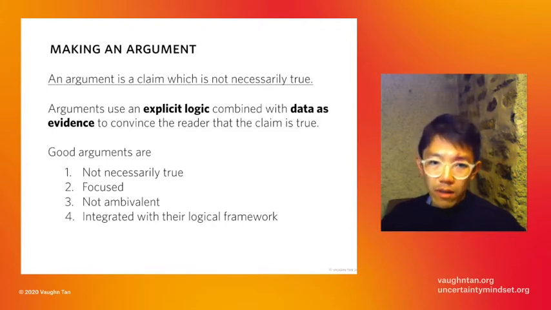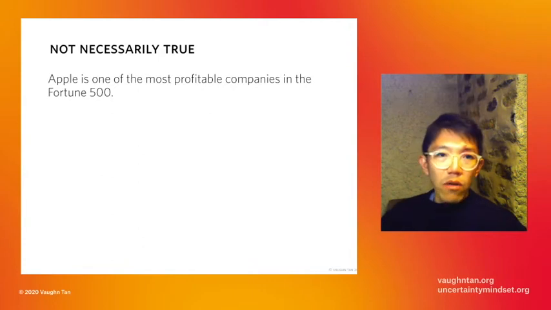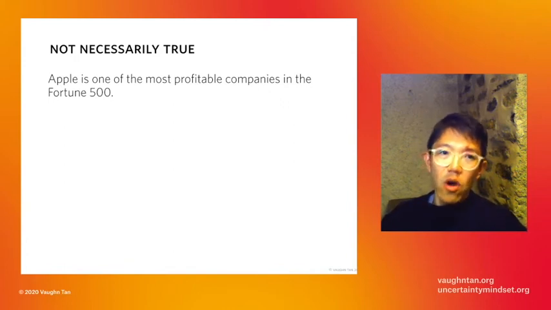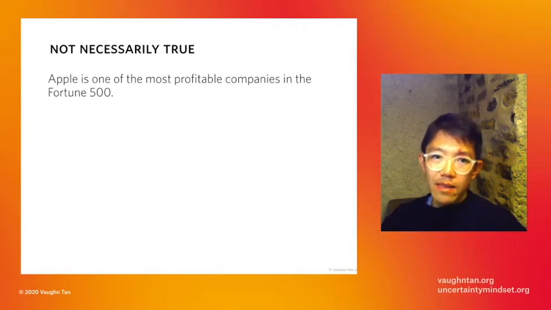So good arguments are not necessarily true, they're focused, they're not ambivalent, and they're integrated with their logical framework. And I'm going to explain each one of these aspects of a good argument by illustrating it with an example. So first up, not necessarily true. That sentence that you see on screen is a kind of argument. Apple is one of the most profitable companies in the Fortune 500. The problem is, it's very hard for someone who knows anything about Apple or the Fortune 500 to disagree with that. So this is almost in the status of being necessarily true.